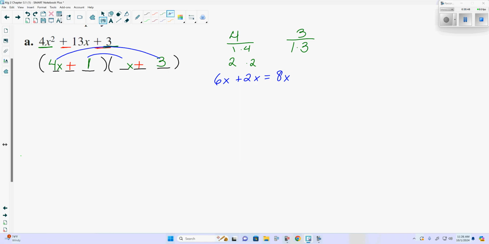And we can check this again. 4x times 3, 4 times 3 is positive 12x. 1 times x is plus x, and 12x plus x gives us positive 13x. Is that the middle term we wanted? So 4x plus 1 times x plus 3 are the correct factors.